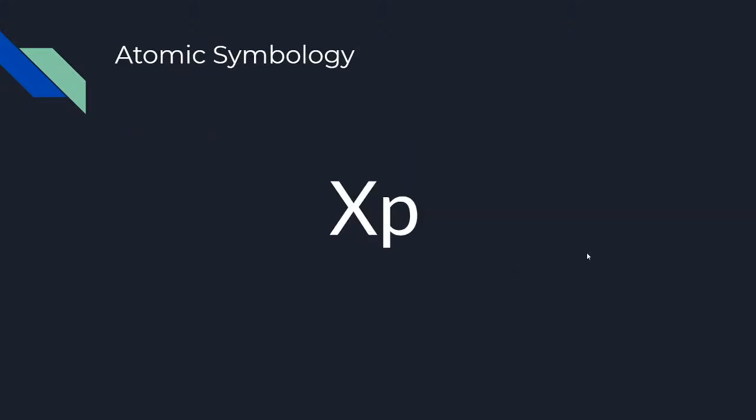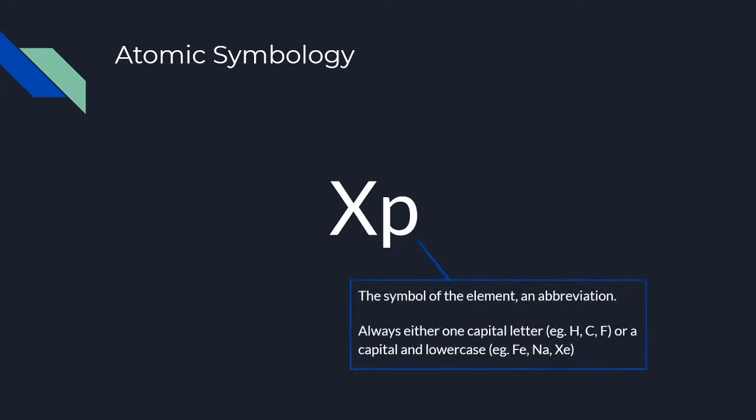So, now let's look at the symbology of elements. Every element is represented by a symbol, an abbreviation. It is always one capital letter or a capital letter and a lowercase letter. So, for example, hydrogen, carbon, fluorine. Those are just represented by the capital letters H, C, and F. Iron is represented, however, by Fe, sodium by Na, xenon by Xe. Now, these symbols are going to be surrounded by numbers. Sometimes.